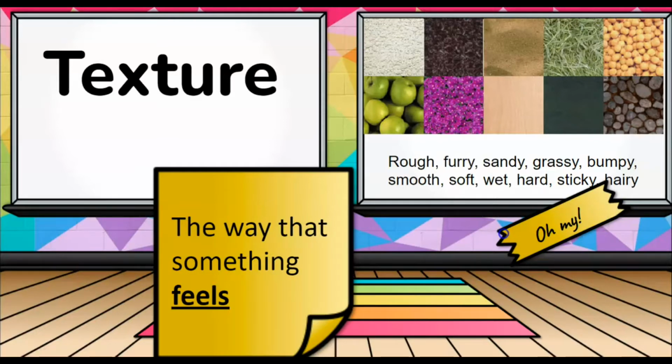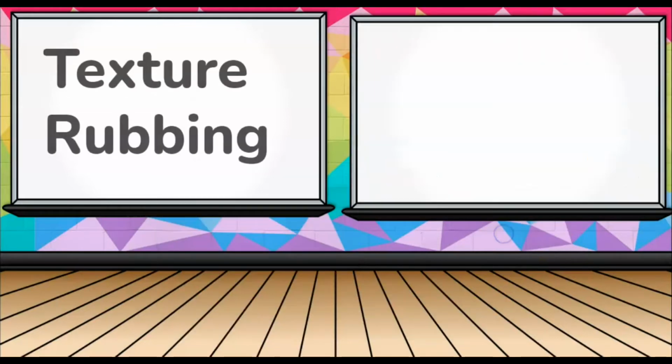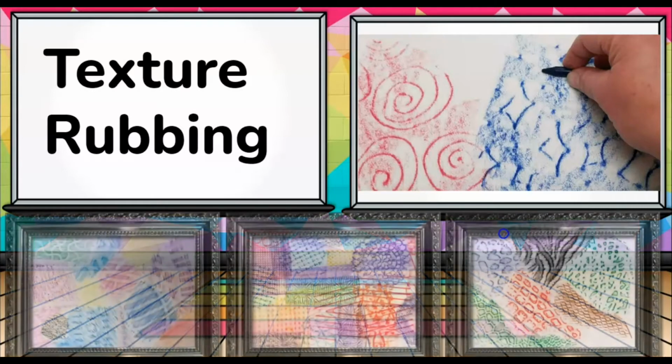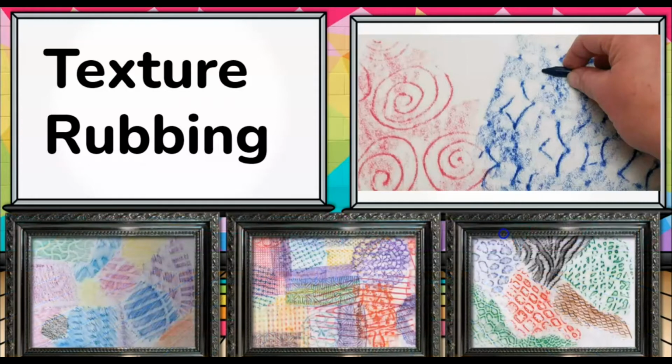How do we show texture in our artwork? Well, one way is to create a texture rubbing. I love texture rubbing. We use the side of a naked crayon and we put something that has texture underneath our paper and rub the crayon on top of our paper. And look at the great things we can make with texture rubbings. So, get your supplies and let's get started.